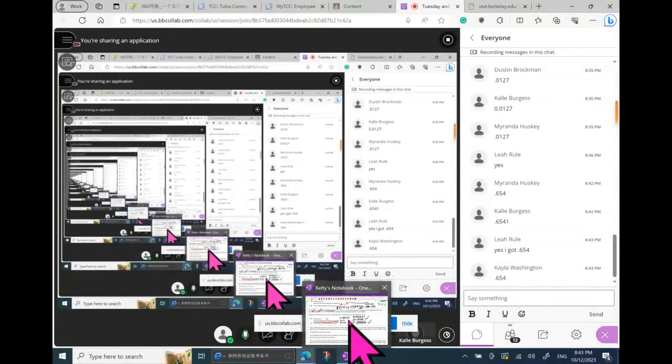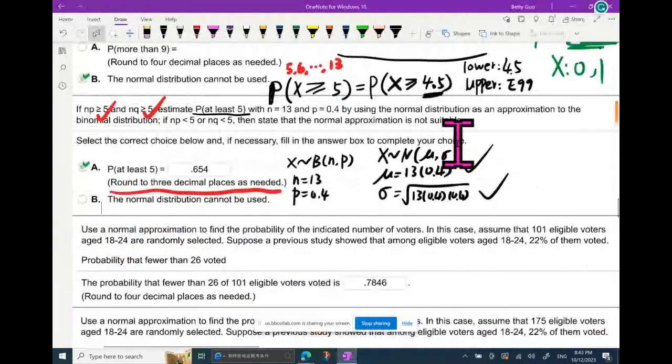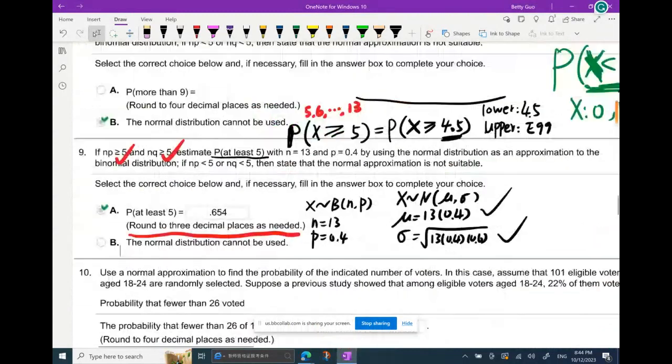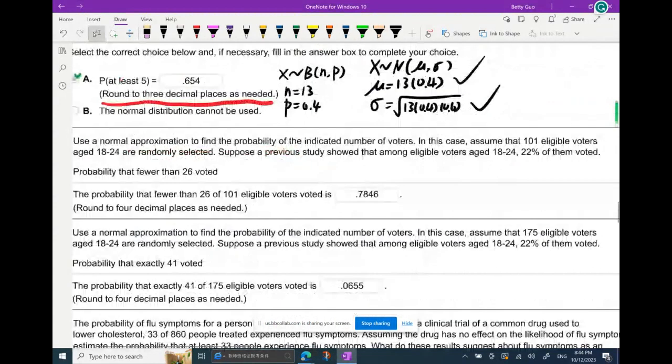Okay, no question about this problem? If not, I'm going to find a different one. Earlier we had this one strictly less than 2, and this one bigger than or equal to 5. It's different, right? Next I'm going to find also a different one.